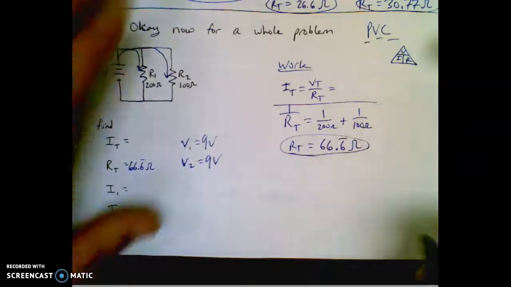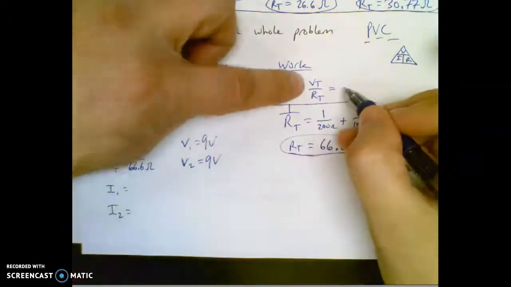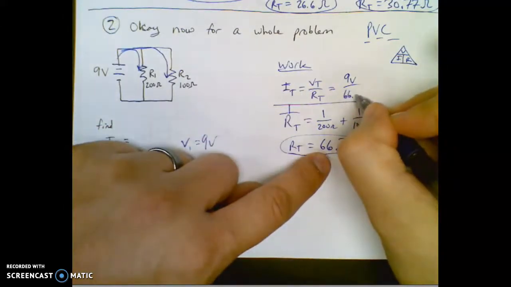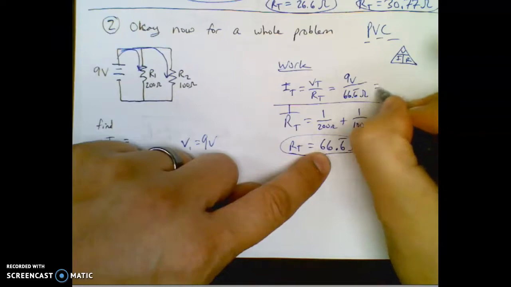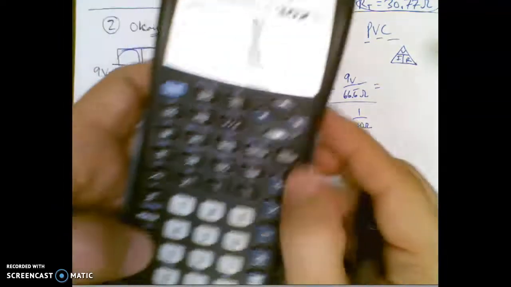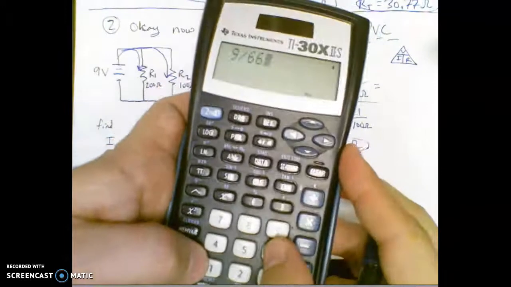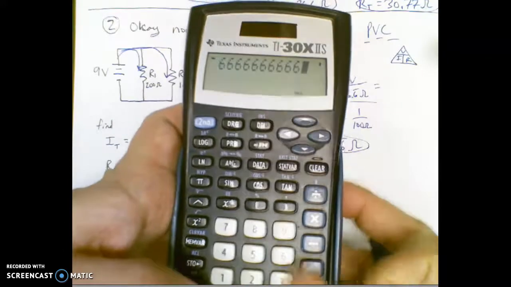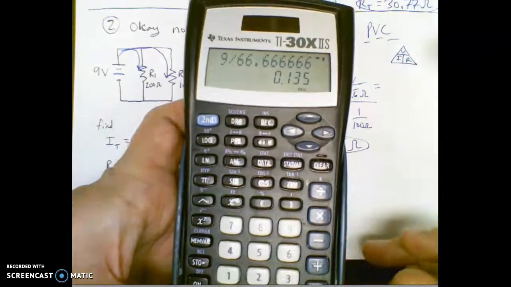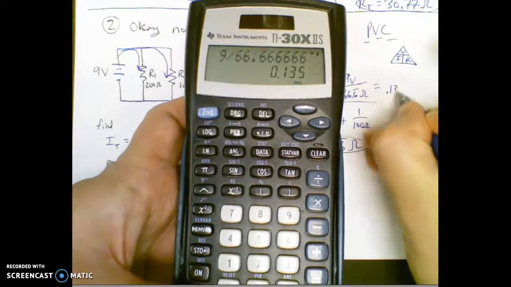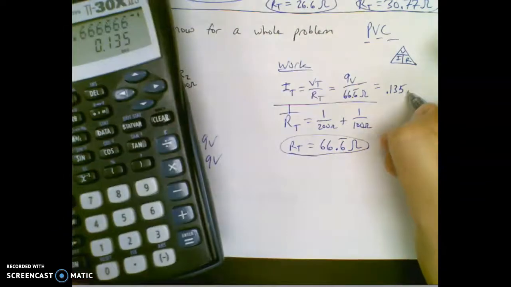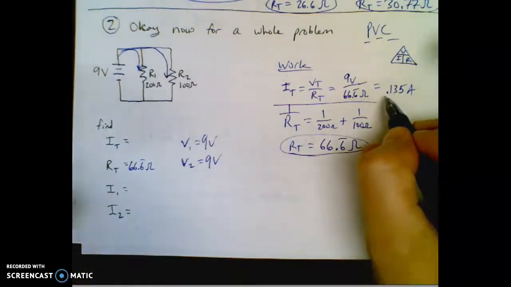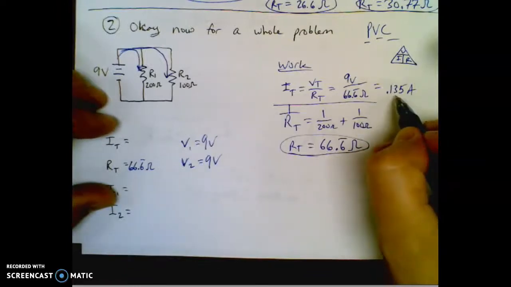See how I'm separating my work? I can find my total current by taking my total voltage, 9, over my total resistance, 66.6 repeating ohms, and I will get my total current. So let's take 9 volts divided by 66 point, and if you put a ton of sixes, it actually does a great job. You get 0.135. What are my units on this for current? Amps. I used whole volts, I use whole ohms, I get whole amps. Problem is, I can't leave that as my answer. That's not proper engineering notation.